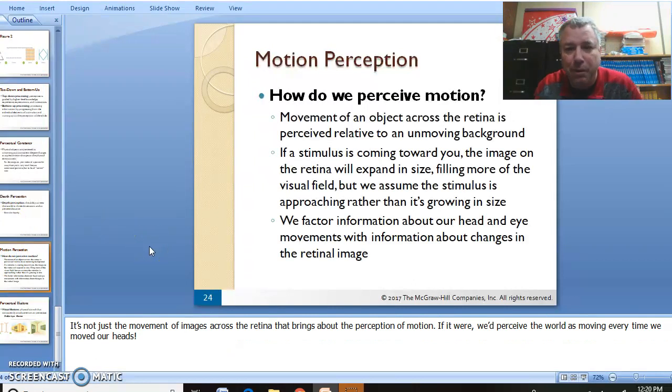How do we perceive motion? Well, we have these motion detectors inside our brain. We have our rods that kind of do the thing.